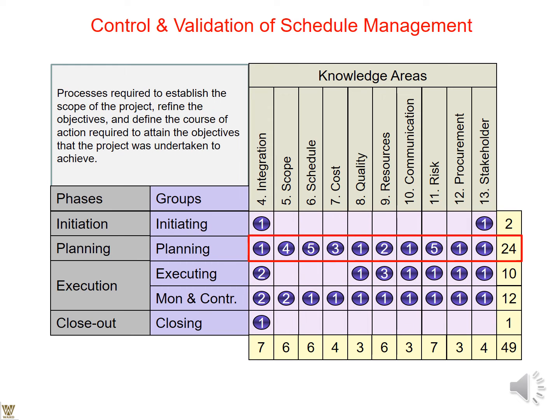Next we come to the planning phase, which requires us to establish the scope of the project, the ambit of the project, what the verticals and horizontals are that need to be taken into consideration, refine the objective, and define the course of action required to attain the objectives that the project has to undertake to achieve the quality.